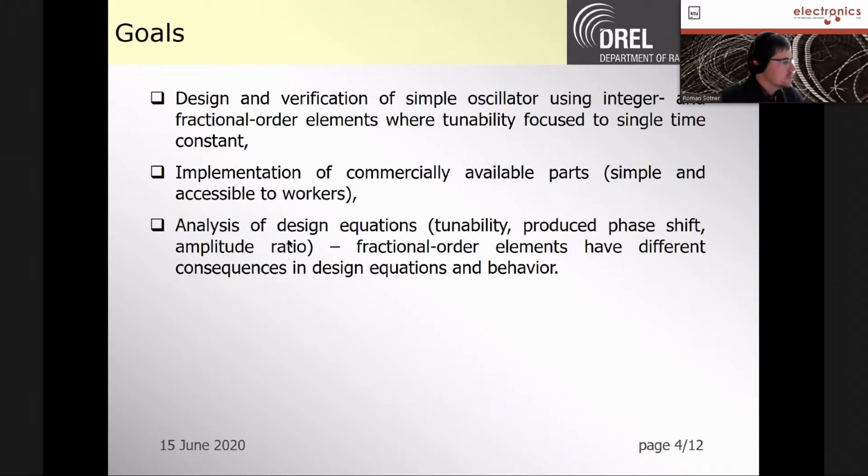work is the analysis of the design equations, because there is a little or more significant difference from the standard integer order approach, and you can also see that some boundaries between conditional oscillation and frequency of oscillation are disrupted here.